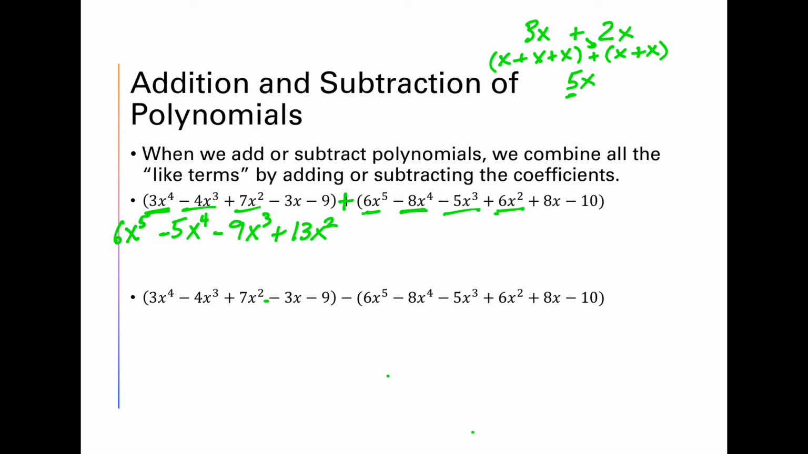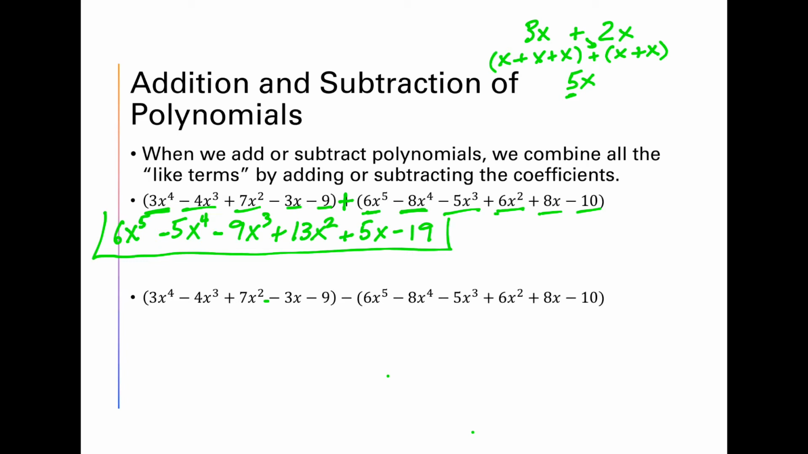Then we have a negative 3x and a positive 8x, so that's going to give me a positive. Negative 3 plus 8 is positive 5x. And then we have minus 9 and minus 10, which is going to give me a sum total of minus 19. All right, so this is the sum of those two polynomials.